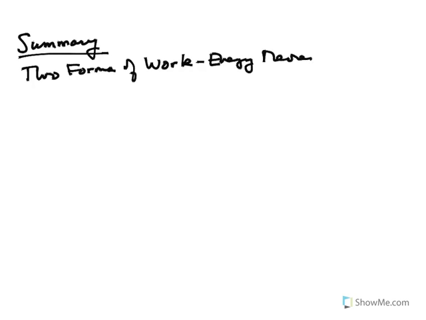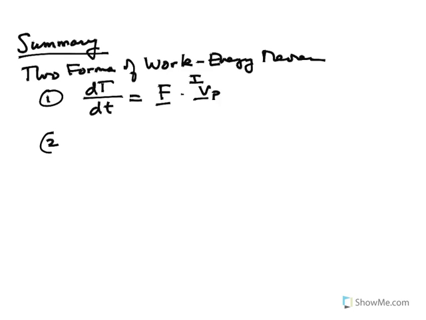We have two forms of the work-energy theorem. The first one is that the rate of change of the kinetic energy is equal to the power produced by all the forces. The second is that the rate of change of the total energy is equal to the power produced by the non-conservative forces.